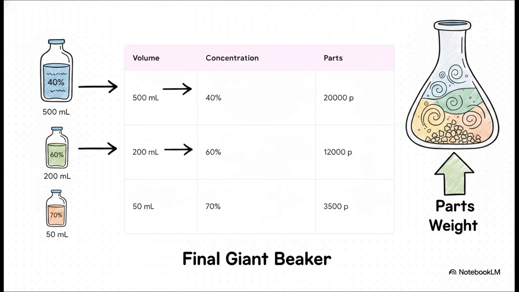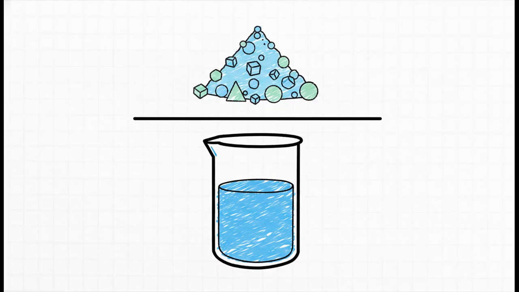500 milliliters times 40 gives us 20,000 parts. 200 milliliters times 60 gives us 12,000 parts. And 50 milliliters times 70 gives us 3,500 parts. It helps to think of these parts as the pure weight of the active ingredient that each individual bottle is contributing to your final giant beaker. To find the overall concentration, we just take the sum of all those parts. When we add 20,000, 12,000, and 3,500 together, we get a grand total of 35,500 parts.